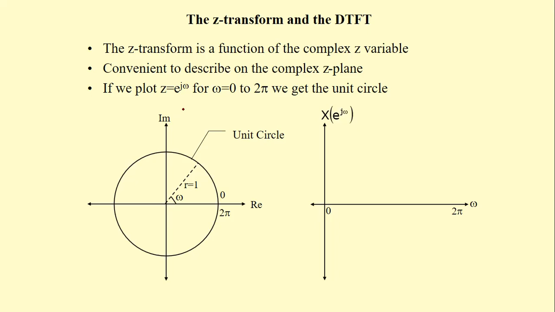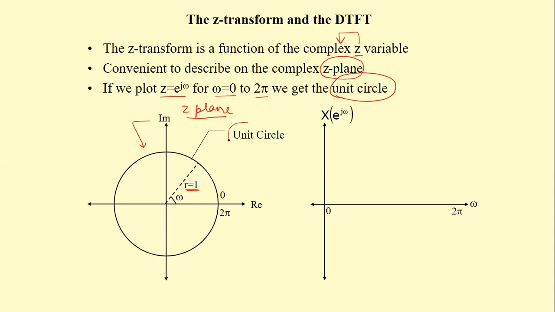Now, as far as the z plane or DTFT is concerned, Z transform is expressed in terms of z, which is nothing but the complex variable, right? So we generally describe this complex variable as the z plane. And if we plot z is equal to e raised to the power j omega from omega is equal to 0 to 2 pi, we will get a circle whose radius is equal to 1, and hence we call this a unit circle, right? So this is a unit circle.